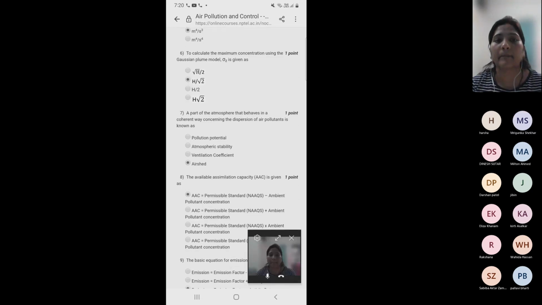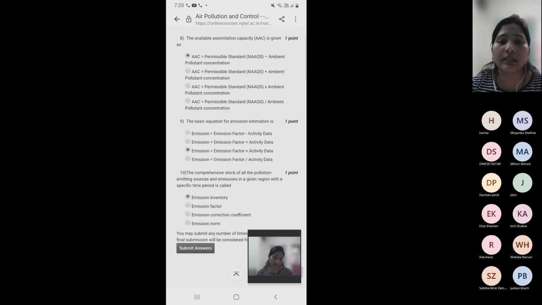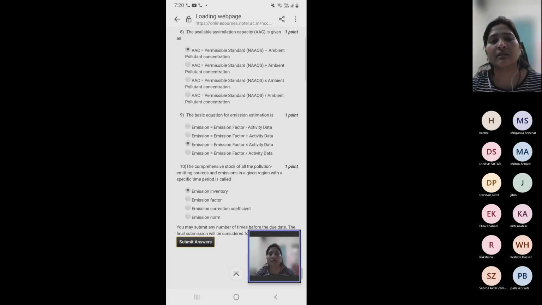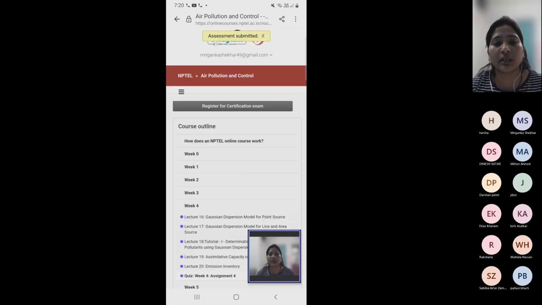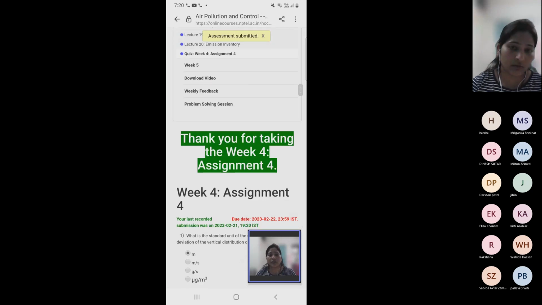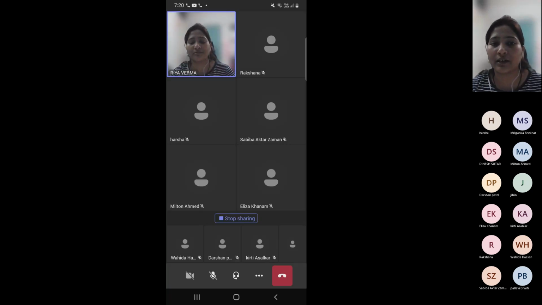Thank you, ma'am. See, the buoyancy flux parameter is just an indicator to understand the turbulence in the atmosphere. And since the formula is already given, you just have to multiply and divide the units, and nothing more than that.